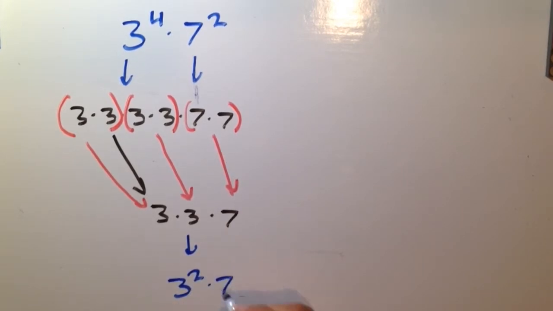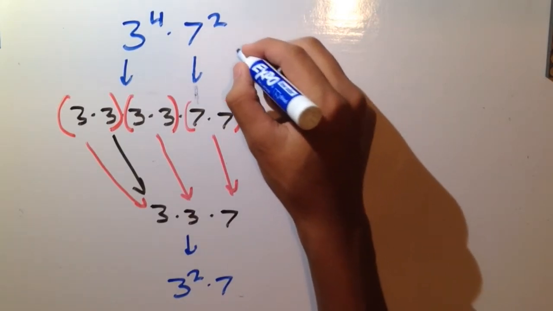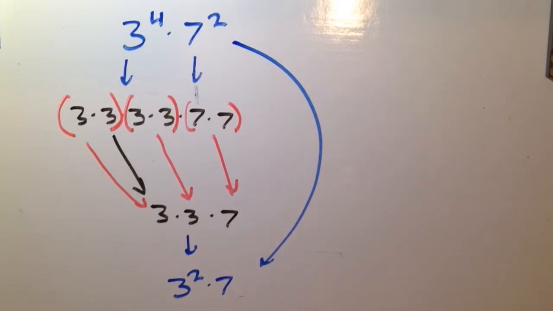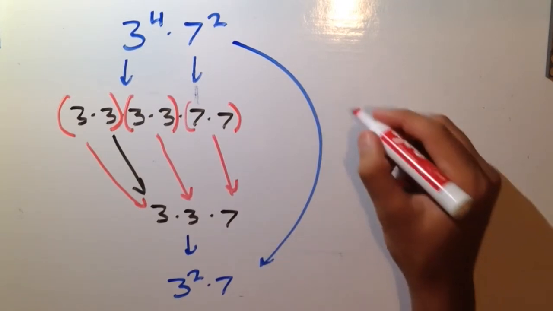So what we have now, this 3 squared times 7, this is your entire answer. You're done at this point. The square root of 3963 comes down to 3 squared times 7, which multiplies out to be 63.